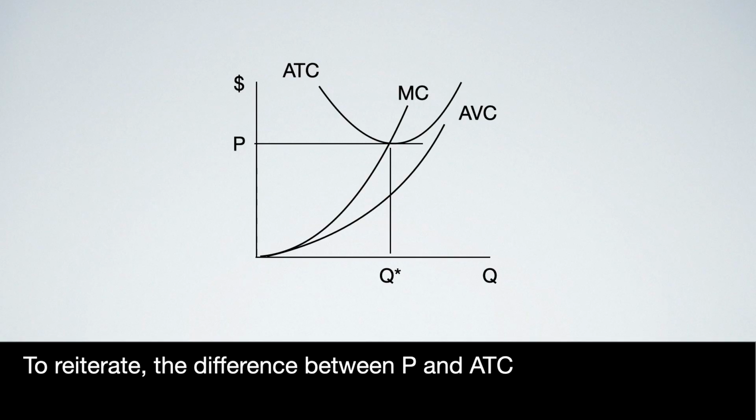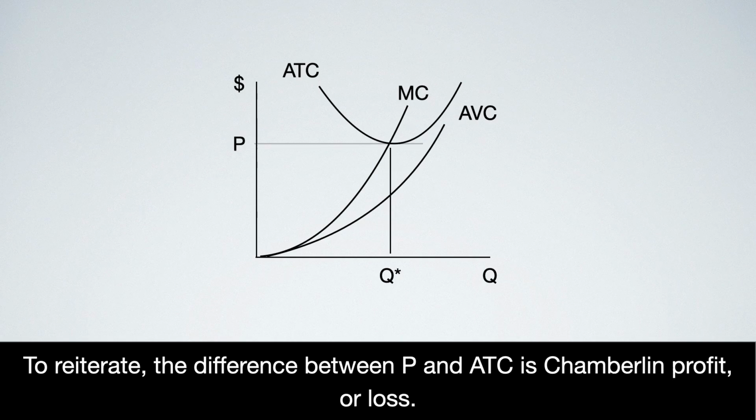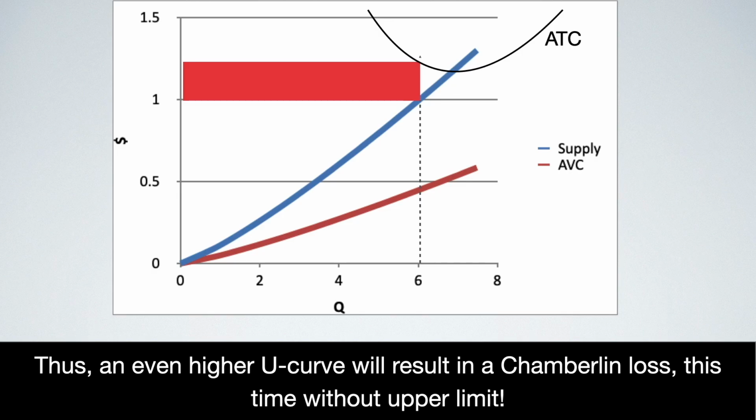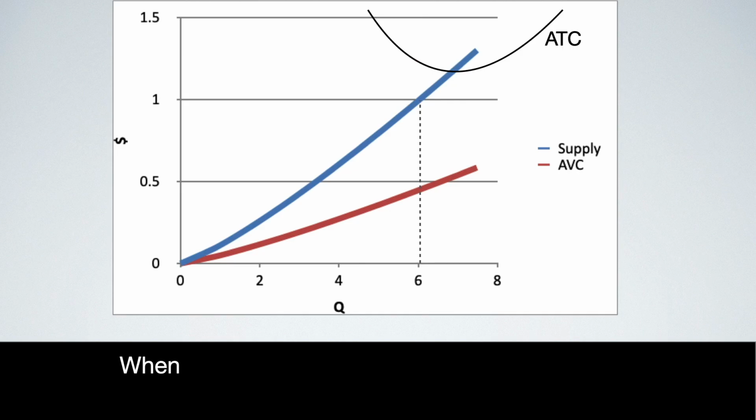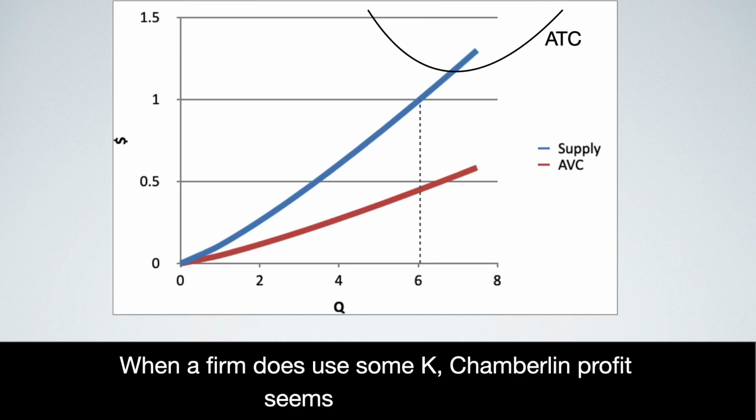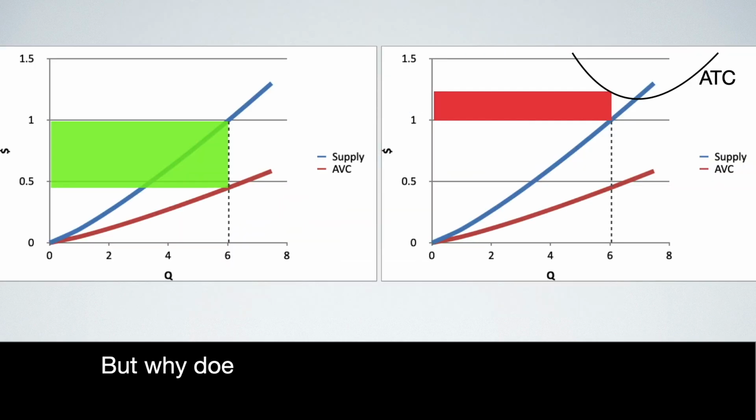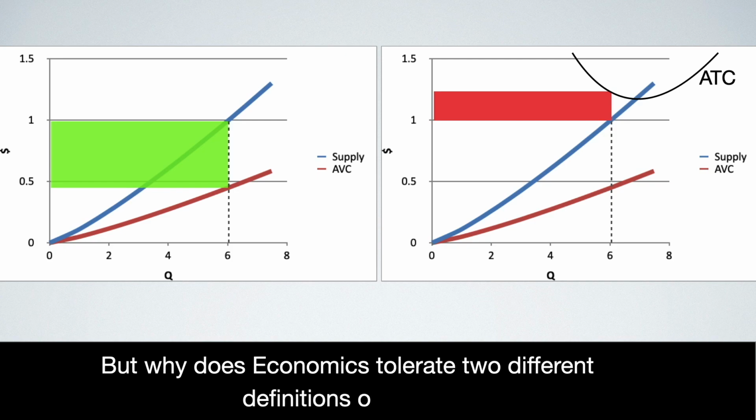To reiterate, the difference between P and ATC is Chamberlin profit, or loss. Thus, an even higher U-curve will result in a Chamberlin loss, this time without upper limit. When a firm does use some K, Chamberlin profit seems more realistic. But why does economics tolerate two different definitions of profit?